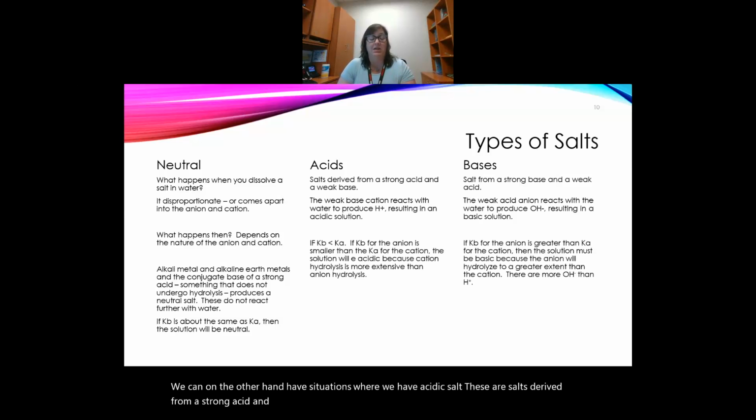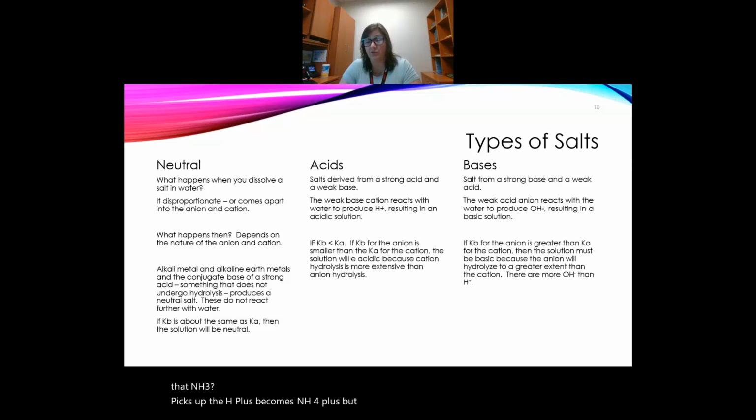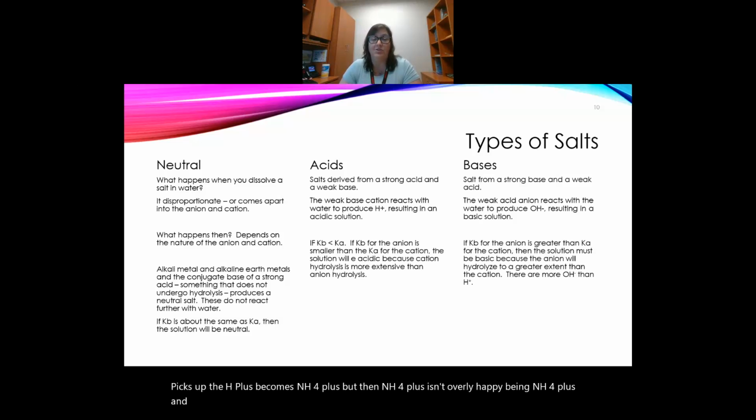Okay, so if I react HCl with NH3, ammonia, which is a weak base, that NH3 picks up the H plus and becomes NH4 plus. But that NH4 plus isn't overly happy being NH4 plus, and so we can donate that proton again, and so that's an acidic salt.